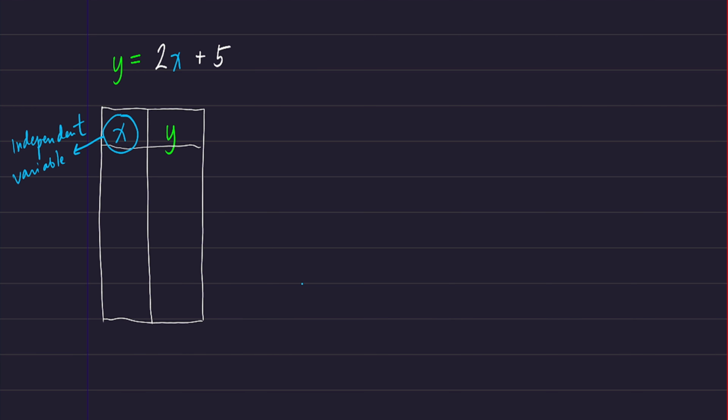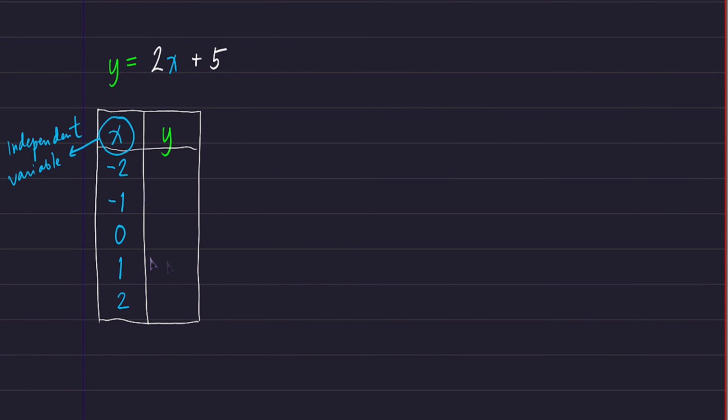And recommended na ang mga values na ilalagay natin sa x ay from negative 2, tapos negative 1, 0, 1, and 2. Ito ang mga recommended na values ng x, dahil meron kang 0 at meron kang negative and positive numbers.